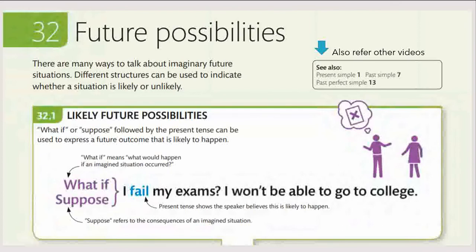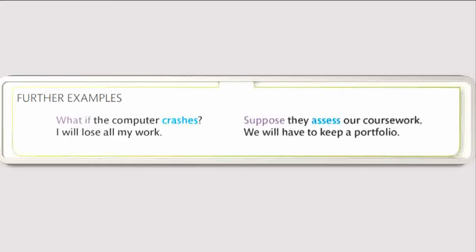Now let us see certain constructions with this kind of structure. What if the computer crashes? I will lose all my work. What if, the focus is on the condition. I will lose all my work. Suppose they assess our coursework. We will have to keep a portfolio. Now, suppose is used when the focus is on the outcome. That means we will have to keep a portfolio. That is the focus. At this point, you are requested to pause the video and construct two sentences, one with what if and the other with suppose.